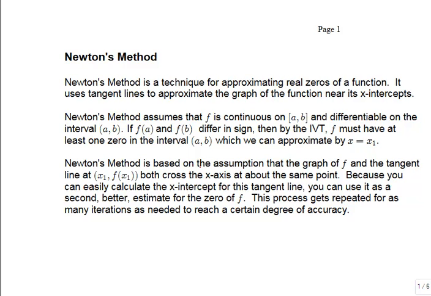Now, Newton's method is based on the assumption that the graph of a function f and its tangent line at (x sub 1, f of x sub 1) both cross the x-axis at about the same point. Because you can easily calculate the x-intercept for this tangent line, you can use it as a second, better estimate for the zero of f. And this process gets repeated for as many iterations as needed to reach a certain degree of accuracy.